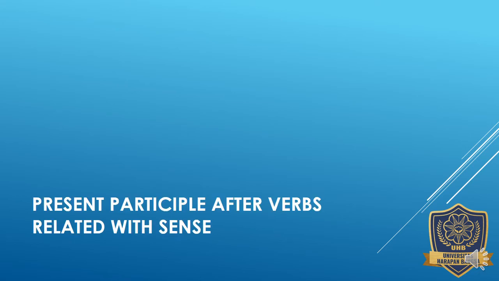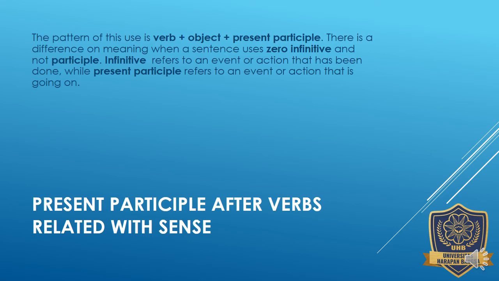Present participle after verbs related with sense. The pattern of this use is verb plus object plus the present participle. There is a difference in meaning when a sentence uses zero infinitive and not participle. Infinitive refers to an event or action that has been done, while present participle refers to an event or action that is going on. For example, I heard someone singing.